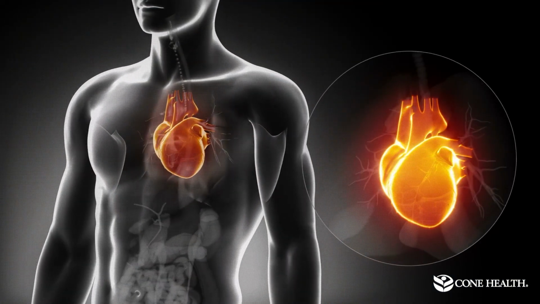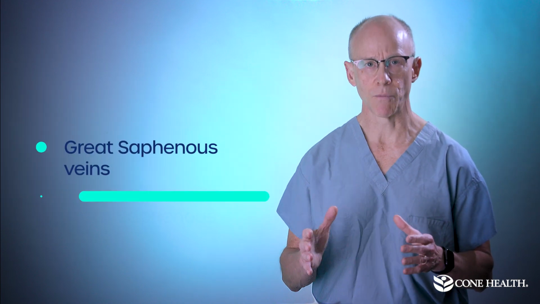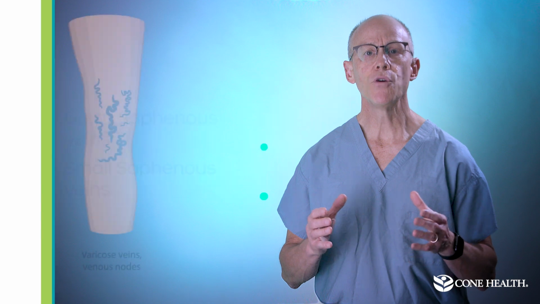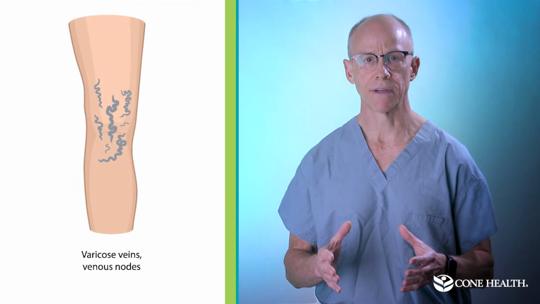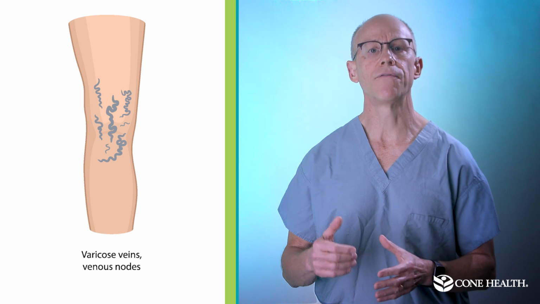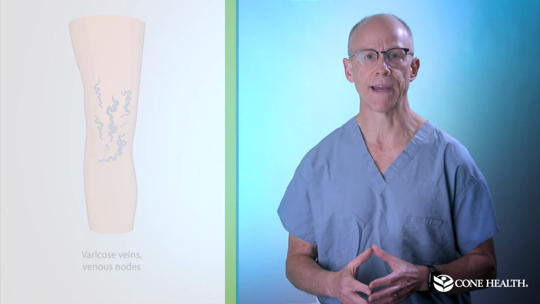First, it helps to understand the difference between arteries and veins. The heart pumps blood through your arteries to your extremities, and the vein then returns the blood back to the heart. The main superficial veins in the legs are the great saphenous vein and the small saphenous vein. If you have large ropey veins in your legs, these are called varicose veins. They are typically branches off one of these other two superficial veins.